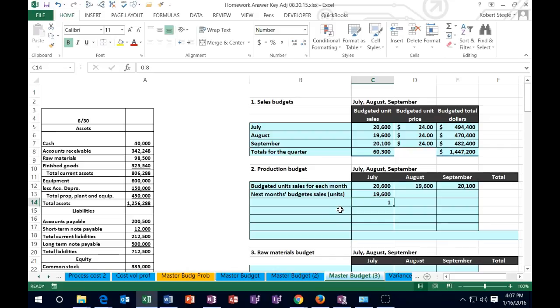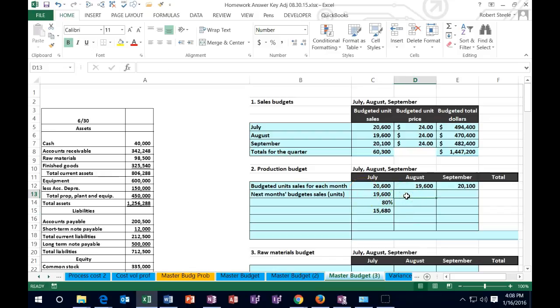If we want to make that a percent, we can go to the Home tab, we can go to the Alignment group, and we can go to the percent. Therefore, we're going to say equals the 19,600, those are going to be the sales in the next month, times the 80%. So that's how much we want to basically have on hand at the end of July that's still on hand after the sales of the 20,006.